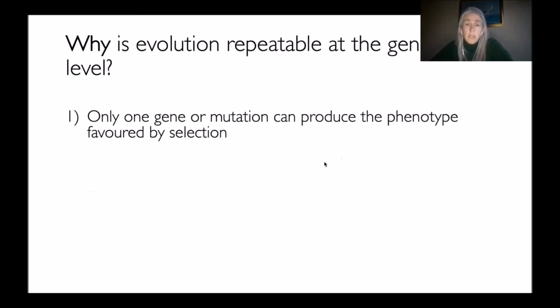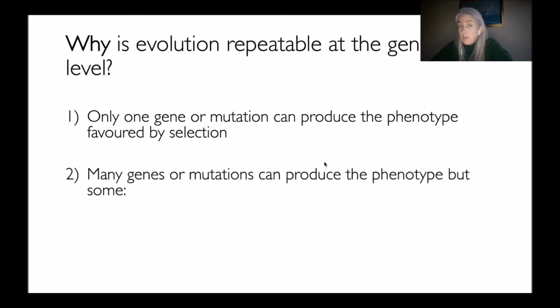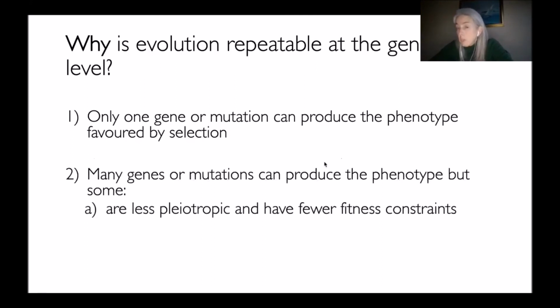The other is that there may be many genes or mutations that can make the phenotype, but some are less pleiotropic and have fewer fitness constraints. So this would be Fisher's prediction: if a mutation doesn't have pleiotropic effects, then it is not constrained and can contribute repeatedly to the evolution of the same phenotype. It could just be that some genes have higher mutation rates.